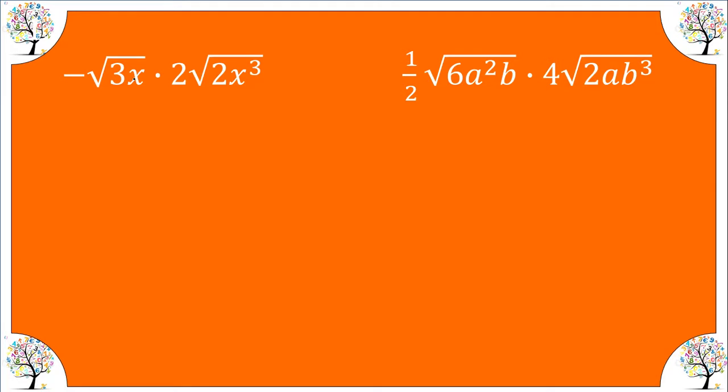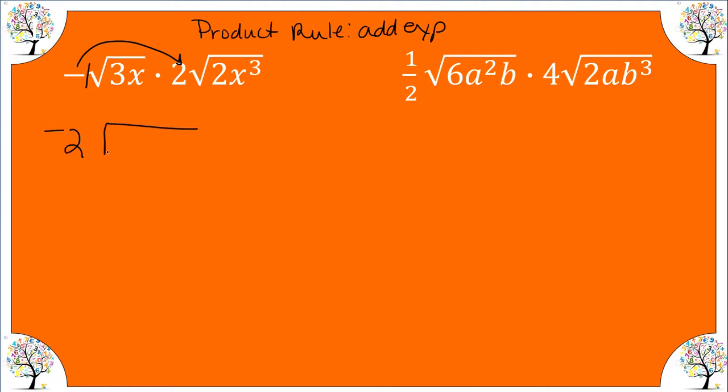Now let's take a look at some where we have variables. And since we're multiplying variables, we will apply the product rule for exponents. So remember, the product rule says that we add exponents. So our coefficient is -1. There's an understood 1 right here. -1 times 2. Now let's multiply the radicands. 3 times 2 is 6. X to the first times x to the third is x to the fourth.